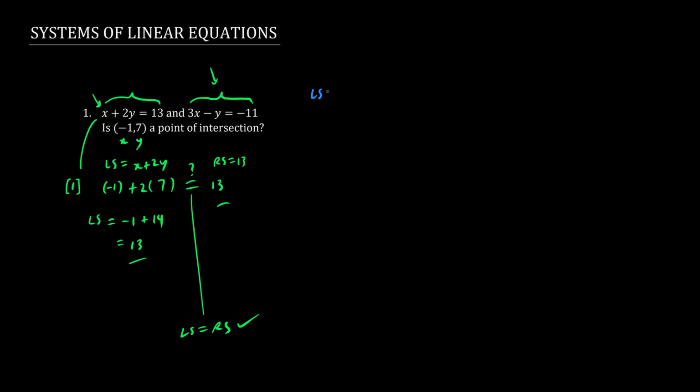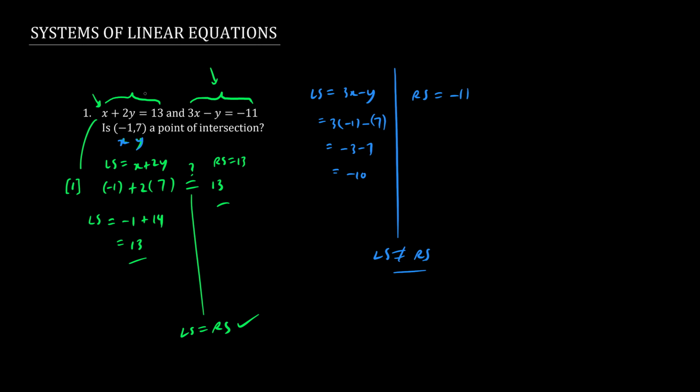So we'll say left side is equal to 3x minus y, and right side is equal to negative 11. And again, let's substitute in x comma y. Left side is 3 times negative 1 minus 7, which is negative 3 minus 7, which is negative 10. So unfortunately, left side does not equal right side. So therefore, even though this point is on the first line, it's not on the second. So we say no, it is not a point of intersection.